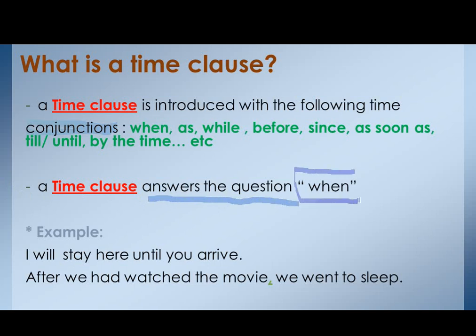Let's see the examples given here. I will stay here until you arrive. Until is the time word or the conjunction word that I use to join the two sentences here. Until you arrive is the same as until the time you arrive home. Let's use when to ask a question. When will I stay here? Of course, the answer is going to be until you arrive. Until you arrive is the time clause that answers the question when.